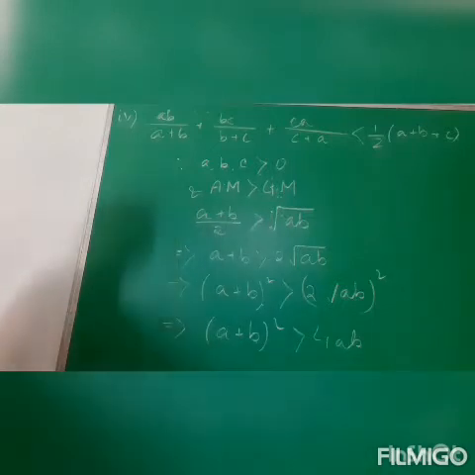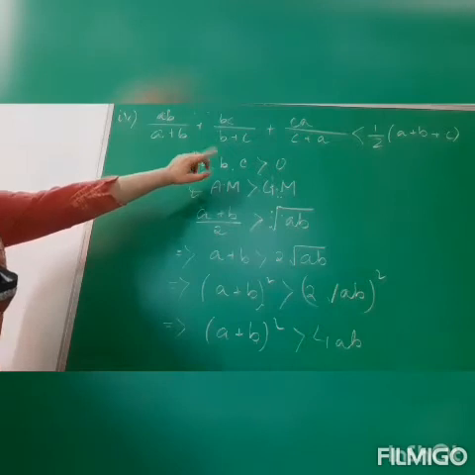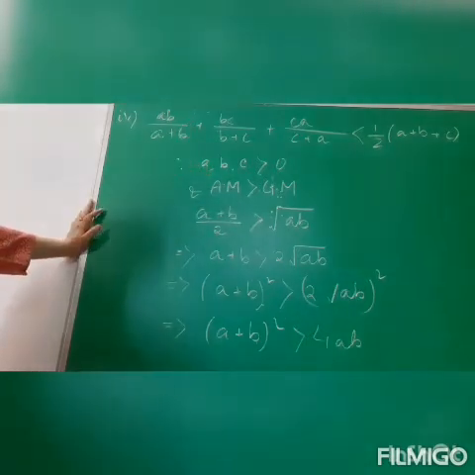Now let us move on to the next question. ab/(a plus b) plus bc/(b plus c) plus ca/(c plus a) is less than half of (a plus b plus c). We need to prove this.